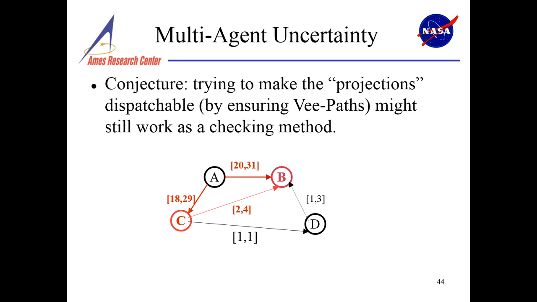So that leads us to this conjecture that trying to make the projections dispatchable by ensuring Vee-paths might work as a checking method. However, that may be quite tricky because you can certainly add edges to ensure Vee-paths, but if you're not careful, you might actually make some projection inconsistent. I have not presented an algorithm for this. It's just a conjecture for the future.